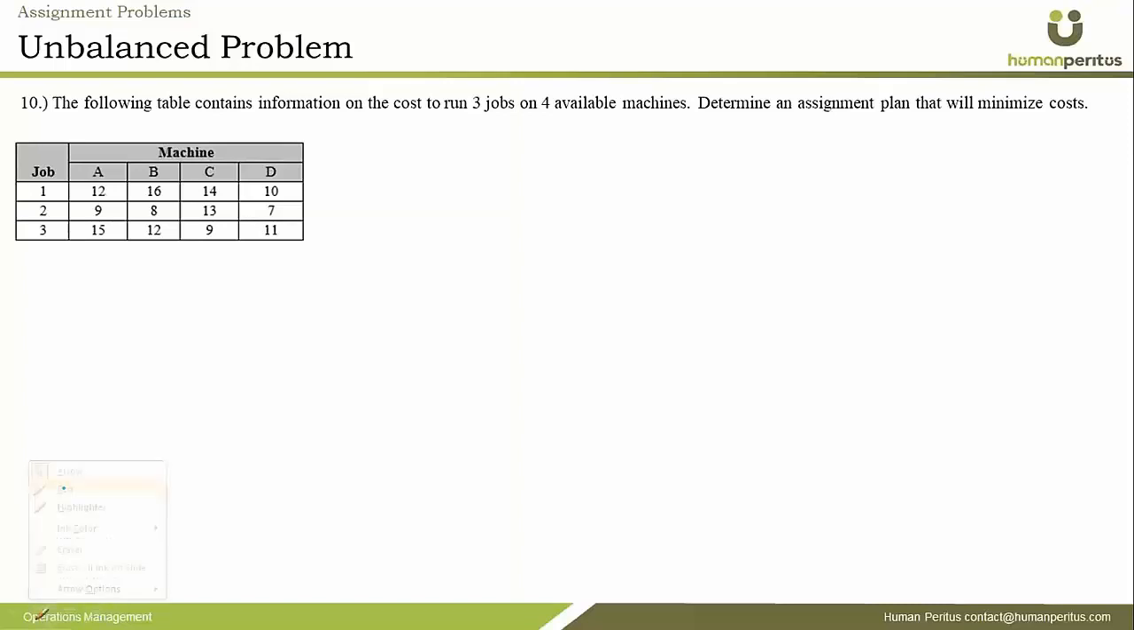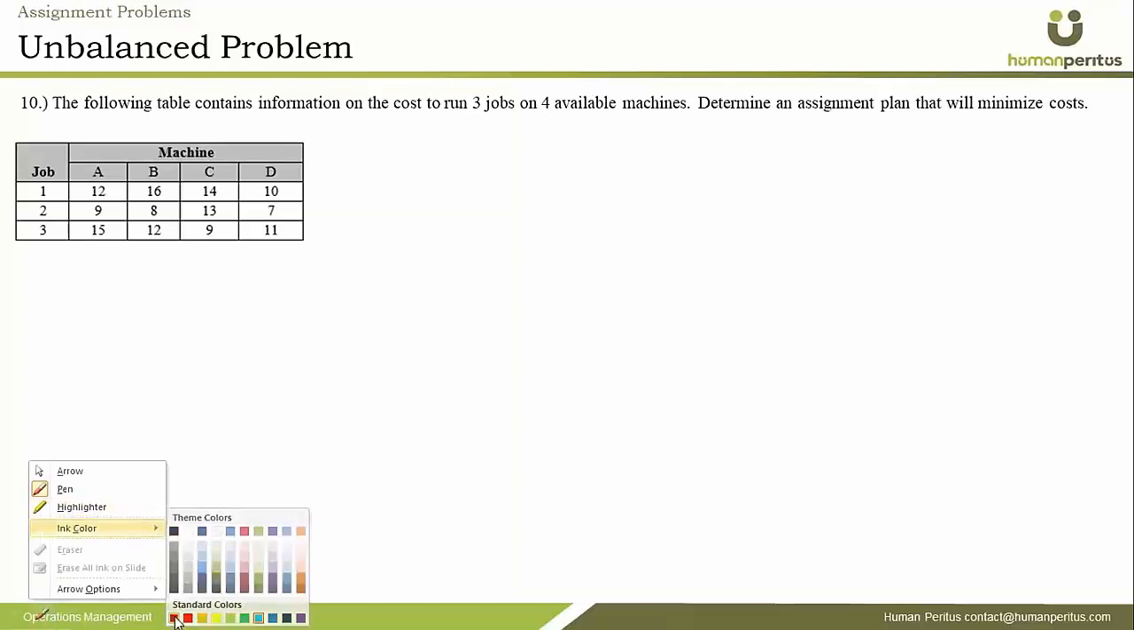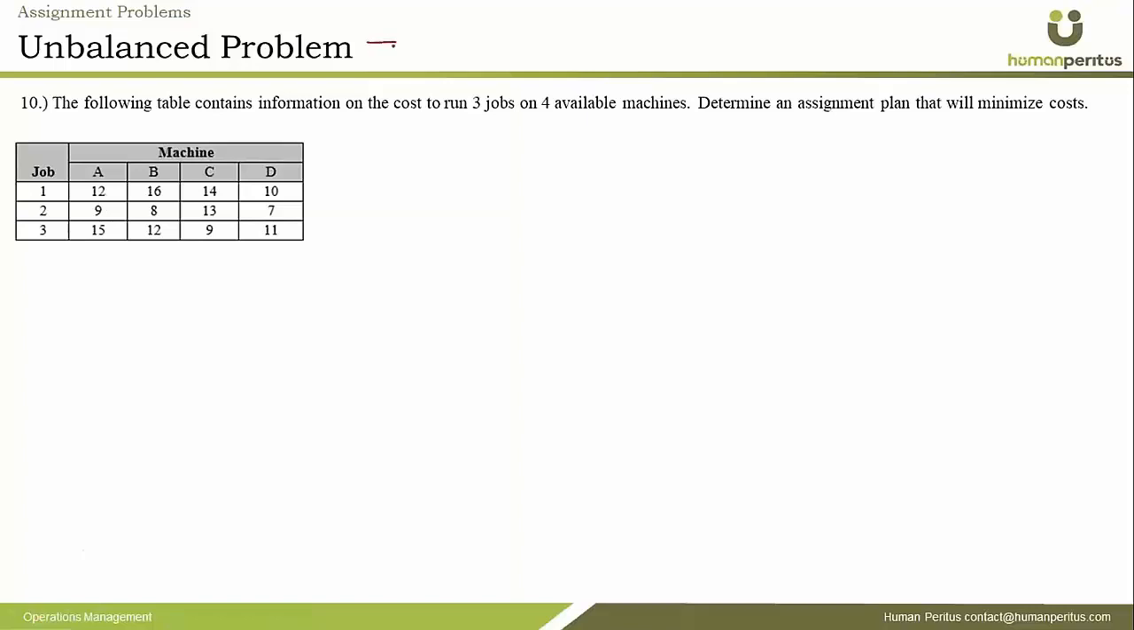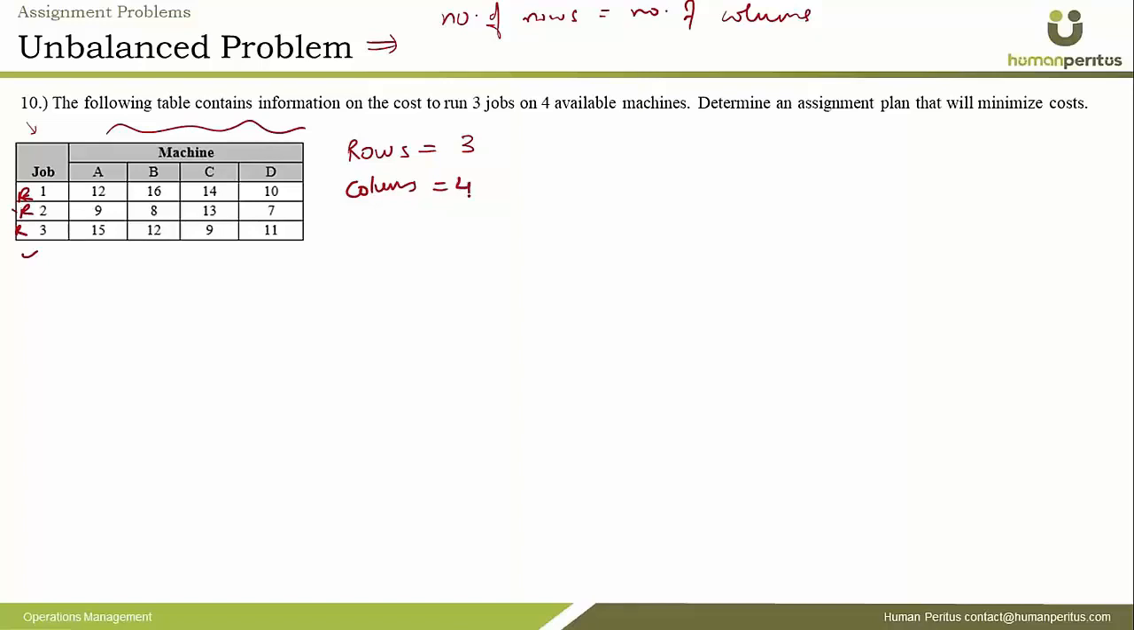So why is it called an unbalanced problem? Let me first tell you that. Till now we have done 2 questions in which the number of rows was equal to the number of columns. But now, as you can see in this question, there are 3 types of jobs and there are 4 machines, which means rows are 3 and columns are 4. So that is why it is called an unbalanced problem.